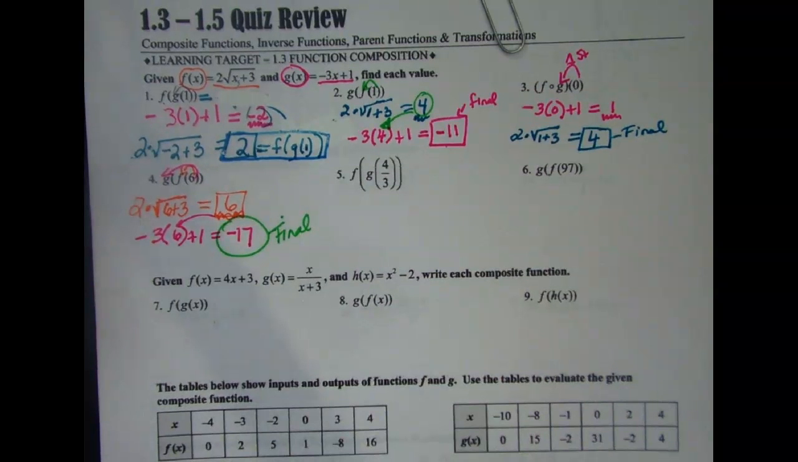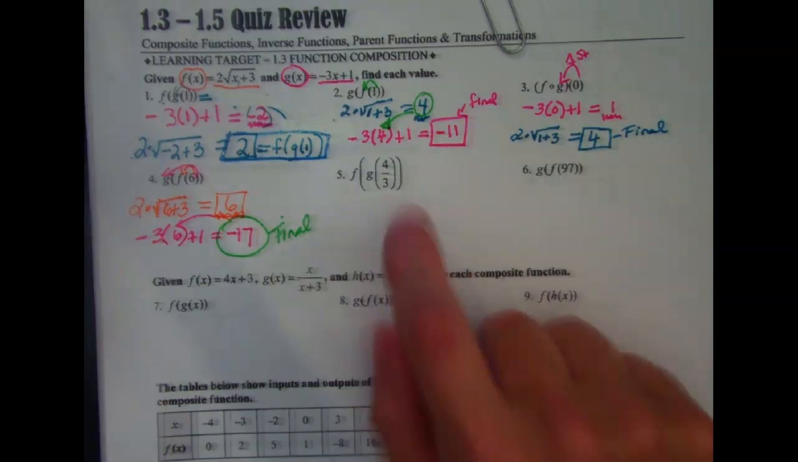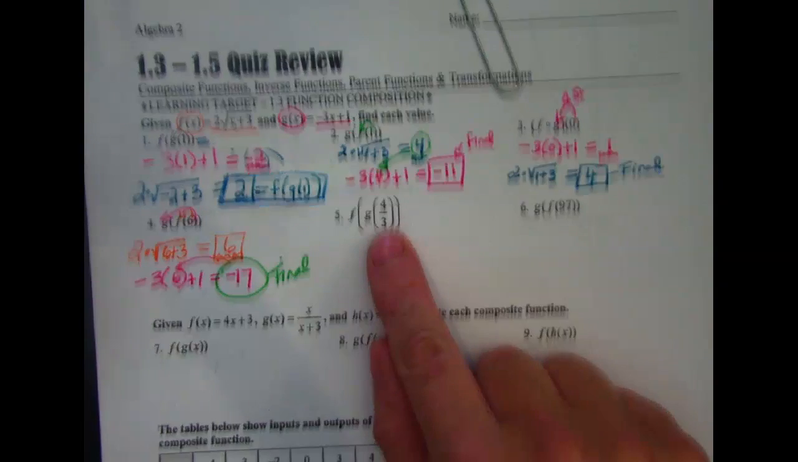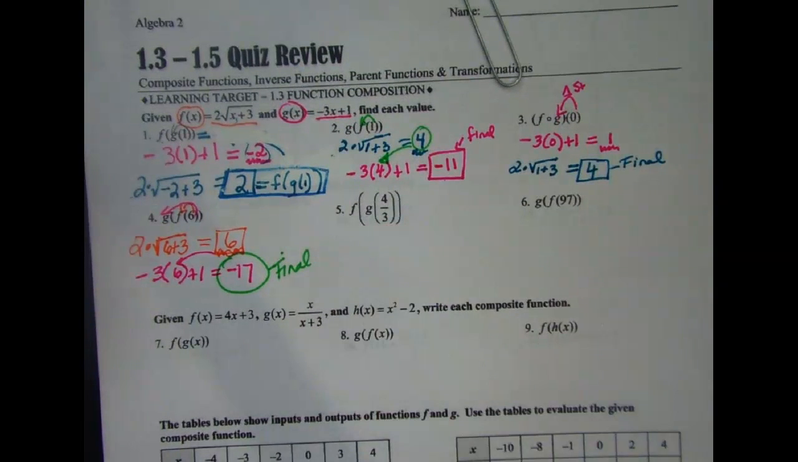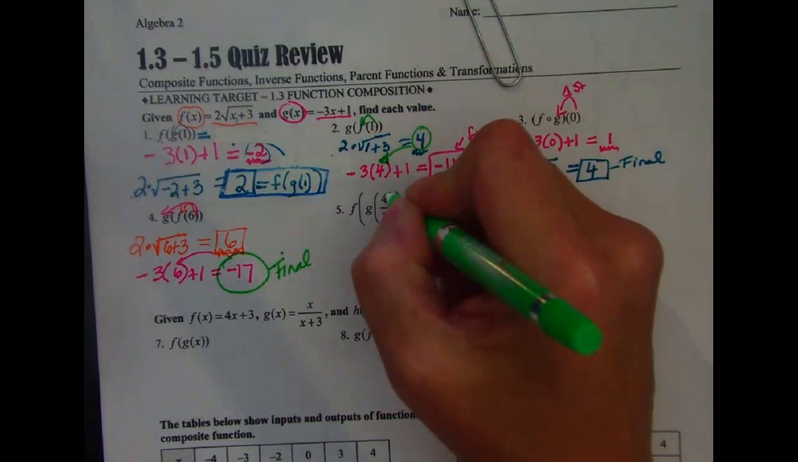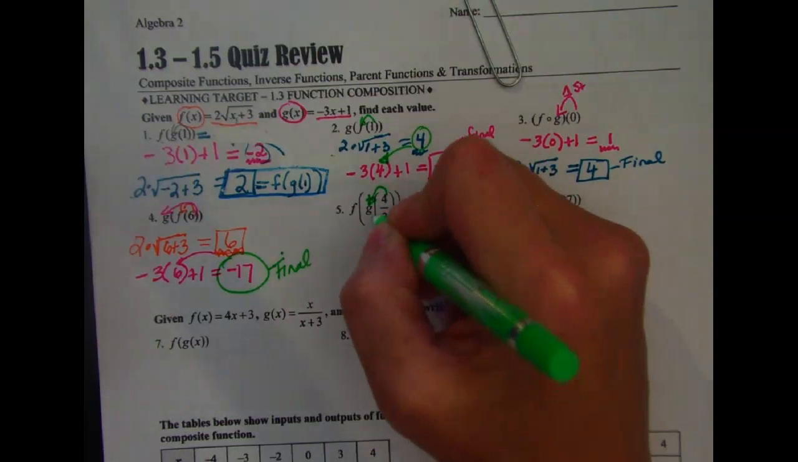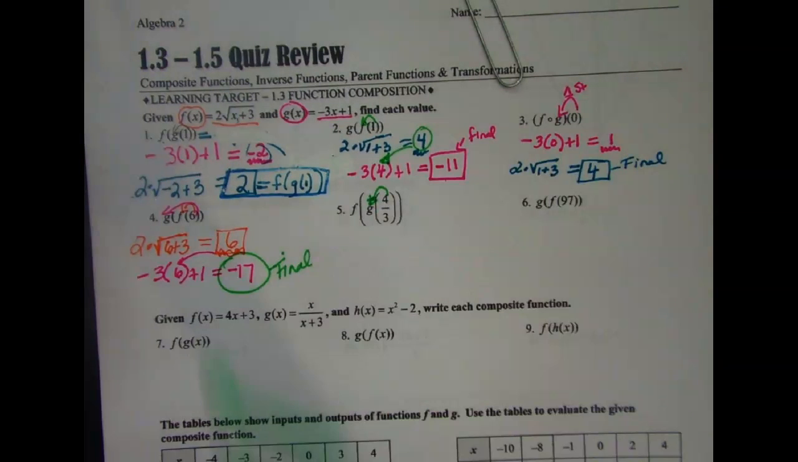All right, let's look at 5. It should not be much different. Just because we have a fraction here, it doesn't mean it's any different. So we know how to plug the fractions into our calculator. I want you to go ahead and do the first thing and plug this 4/3 into our function g of x and see what you get.